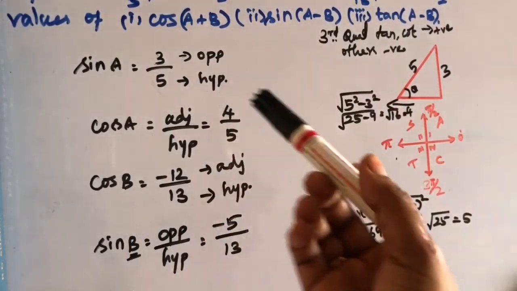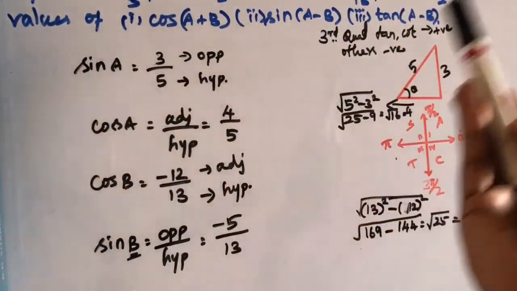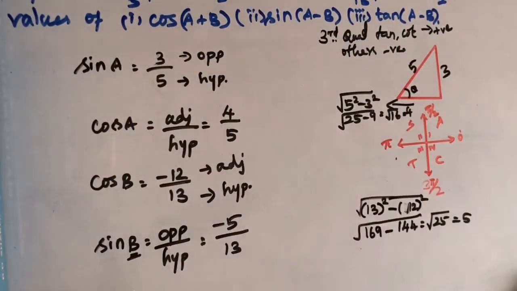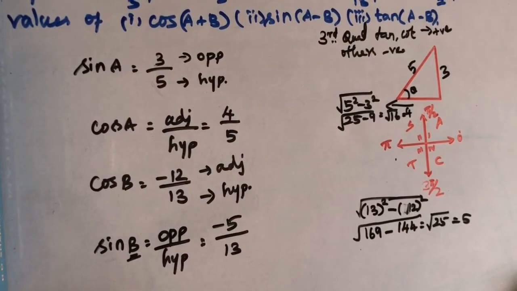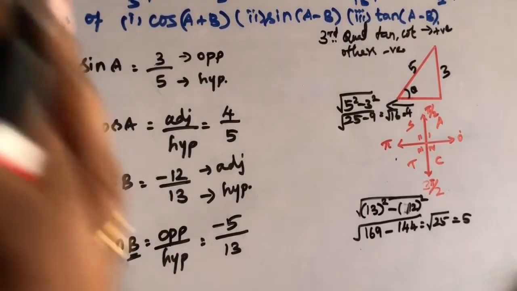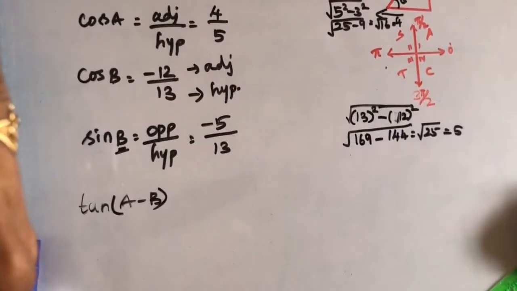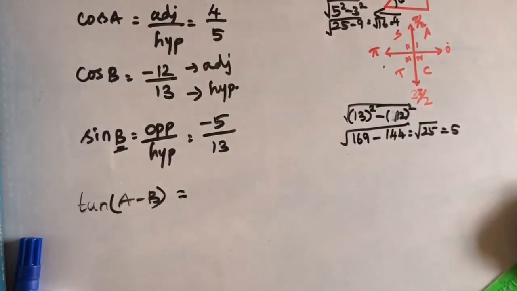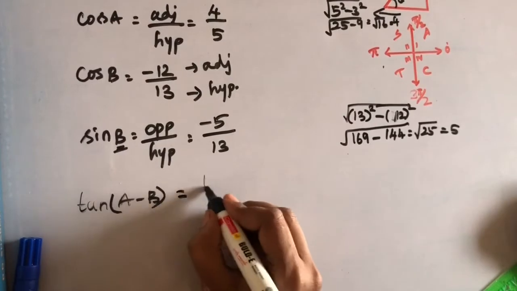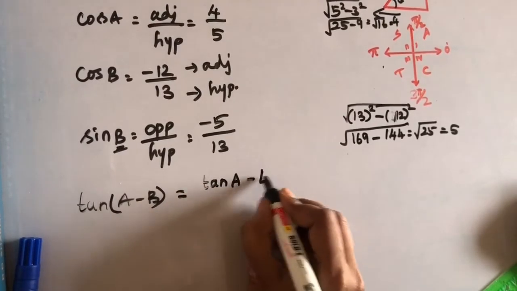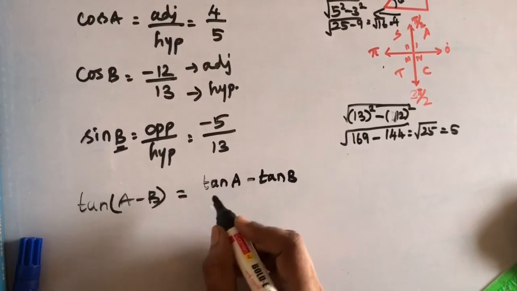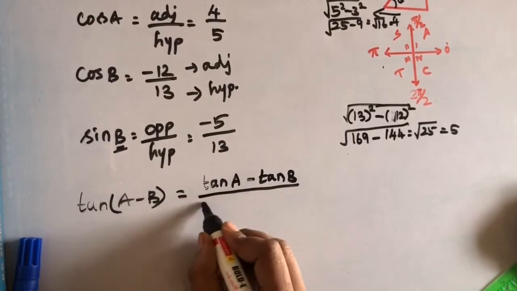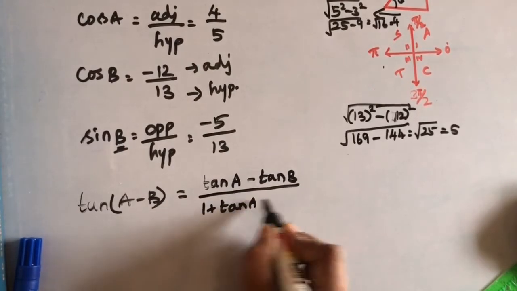Now you have to find cos A plus B, sin A minus B, tan A minus B. You know the values, you know the identities, and you can find. For example, we will find the third one alone, that is tan A minus B. The first two are left to you as homework. What is the formula for tan A minus B? That is tan A minus tan B divided by 1 plus tan A tan B.